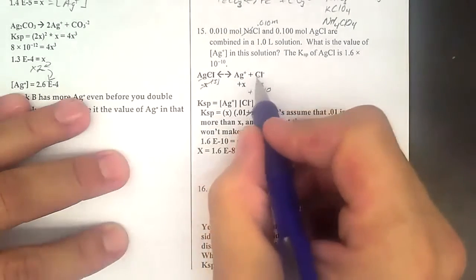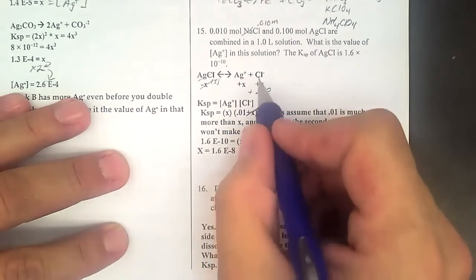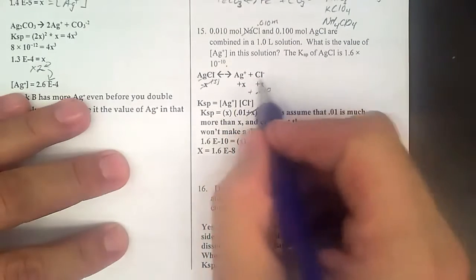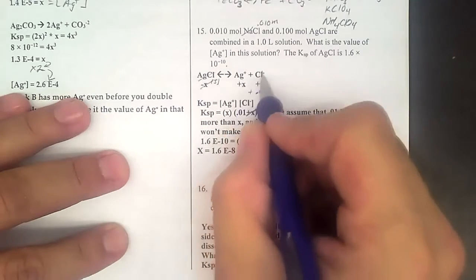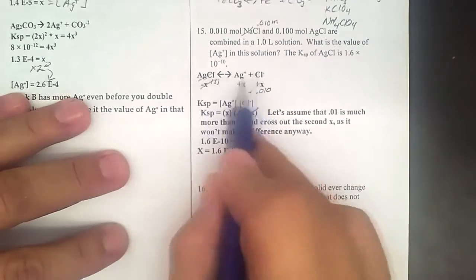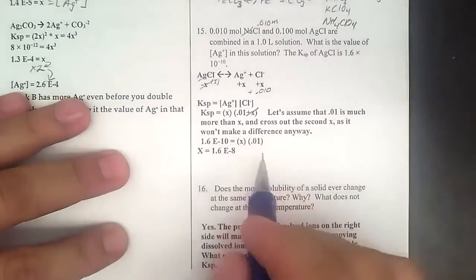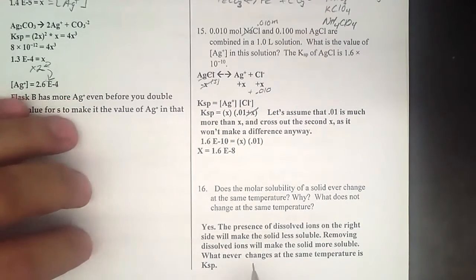Conversely, if you already had some of this in there, and you started pulling it out by some means, or precipitating it with yet another reaction, then this would go down and it would be harder to get these values multiplied together to reach K, in which case you have to do more dissolving than you used to before. So removing the ions will make the solid more soluble. What never changes at the same temperature is KSP.